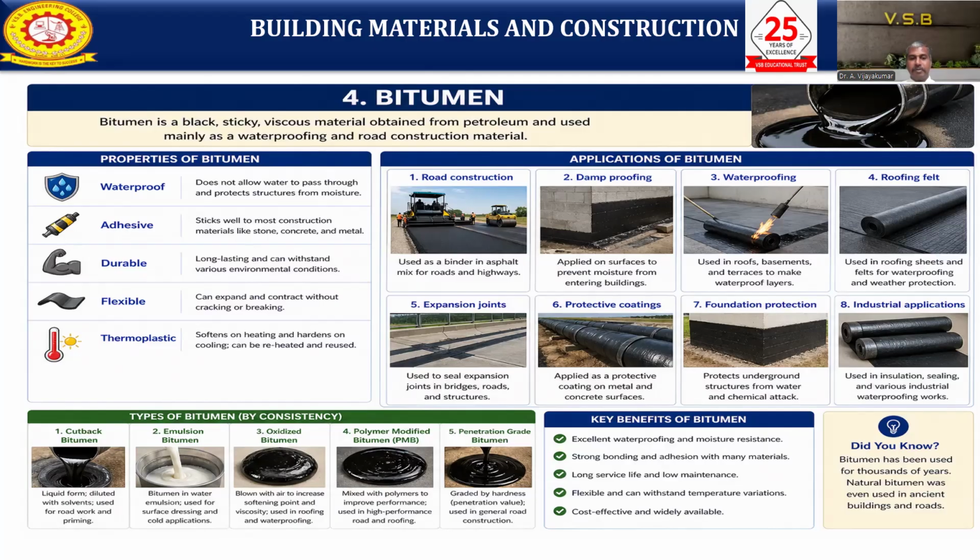Oxidized bitumen is blown with air to increase the softening point and viscosity, used for roofing and waterproofing materials. Polymer modified bitumen is mixed with polymers to improve the required performance, based on what performance is required. You can use it for high performance roads and roofing. Penetration graded bitumen is graded by hardness, by the penetration value, and used in general and road construction.